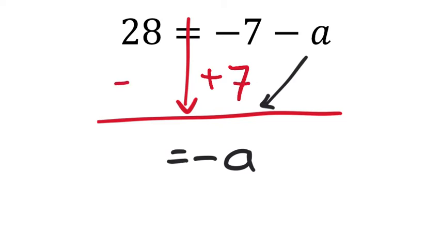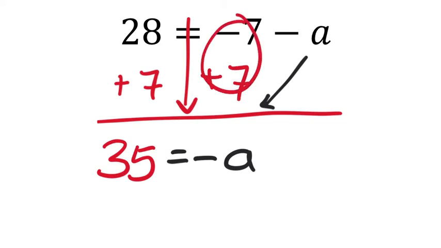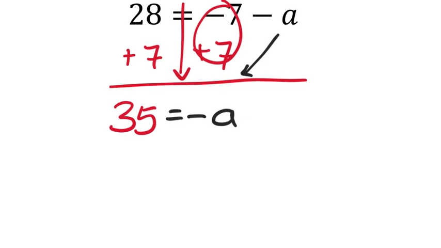So if I do it to one side, though, I got to do it the other side. Okay, so 28 plus 7 would be 35. And negative 7 plus 7 is 0. Now I said the answer is not 35. It's not. This is not complete because at the very end of this, what we really need is a equals something, not negative a. In fact, from what we learned last time, there is a coefficient with this negative a, and it is a phantom 1. So it's really 35 equals negative 1a.